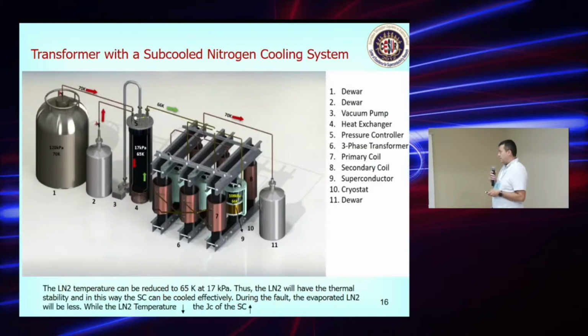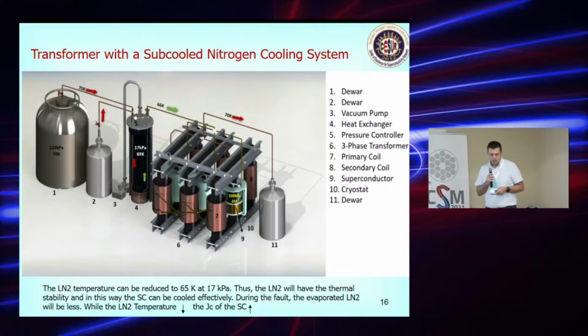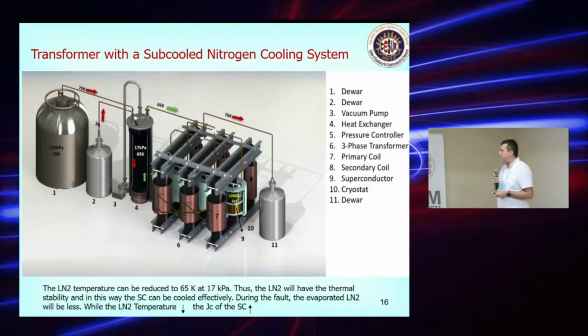We added this because the protection of the superconductor is a very important issue for applications, and 77K is a little bit risky because of the quench, and there is a lot of evaporation of the liquid nitrogen. So we wanted to add a subcooled nitrogen cooling system to our transformer.